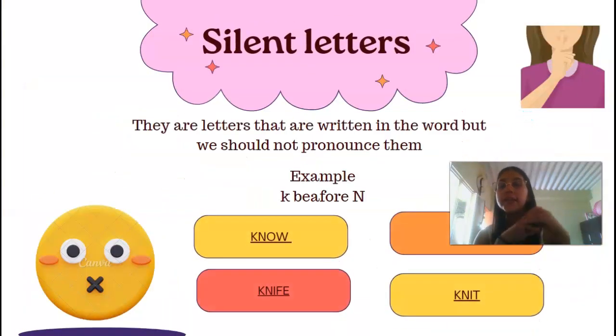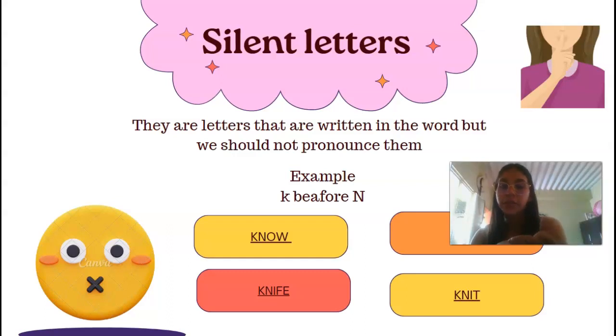Okay, let's go. In the English language, we can find silent letters. Teacher, what are silent letters? They are letters that are written in the word, but we do not pronounce them.